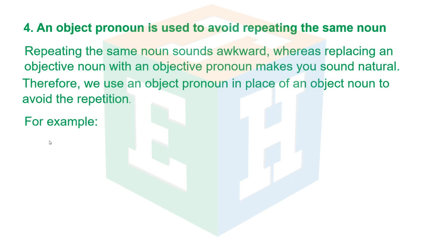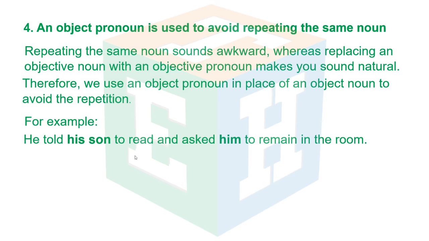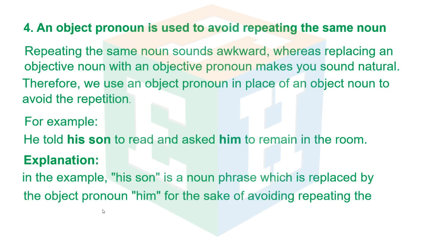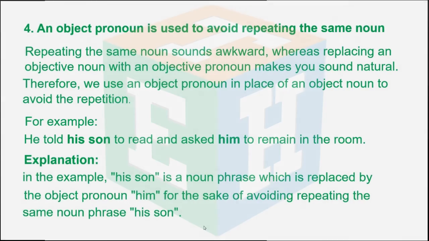For example, he told his son to read and asked him to remain in the room. Explanation. In the example, his son is a noun phrase which is replaced by the object pronoun him for the sake of avoiding repeating the same noun phrase, his son.